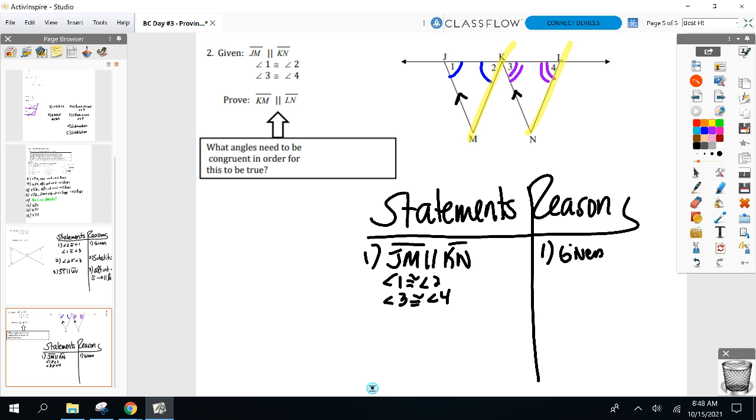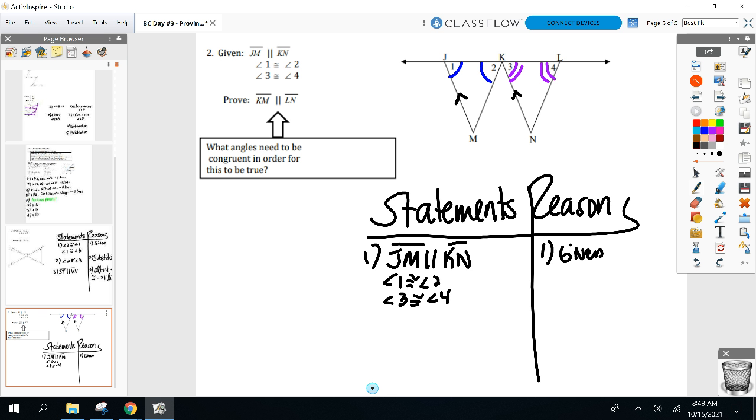Can anybody see any special type of angles up there? Everyone look. Can you see any special angles formed by KM and LN? What are they, Chloe? 2 and 4. Everyone agree? 2 and 4. So I'm going to break this down even simpler.